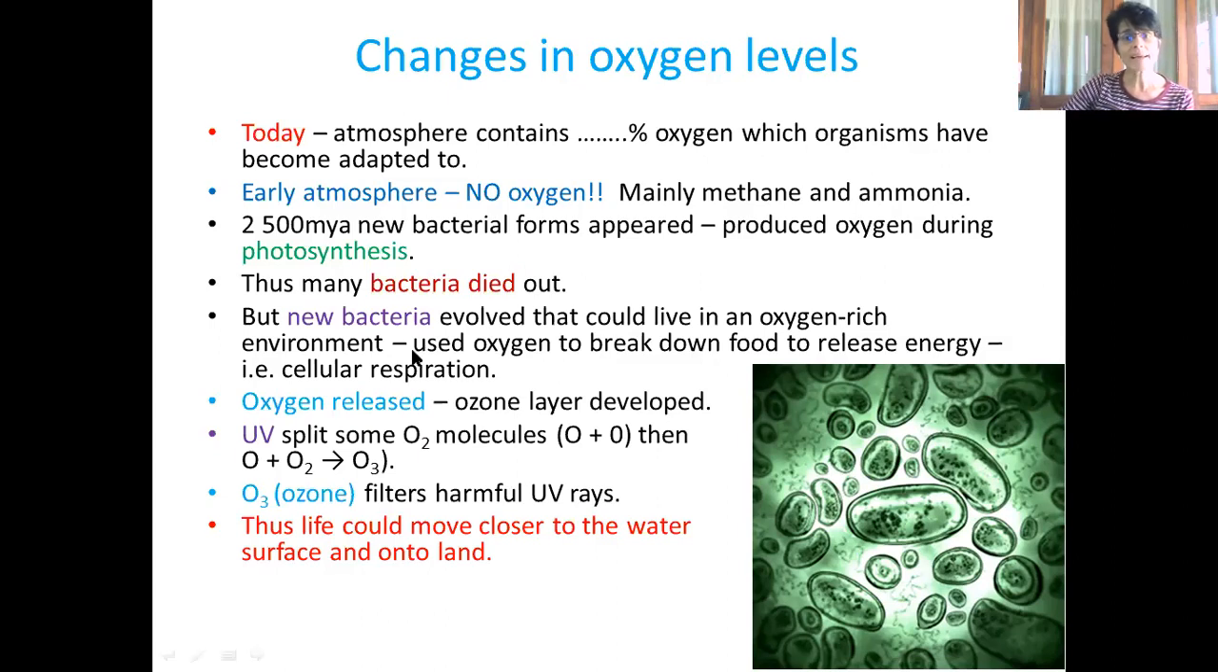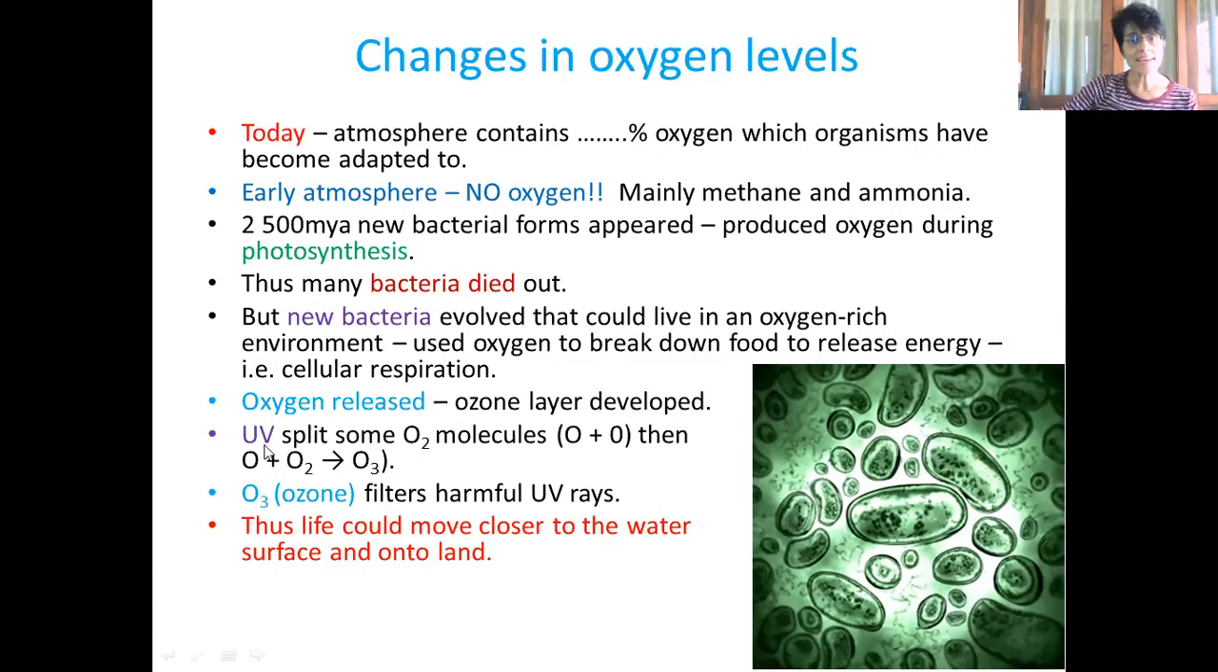But these new bacteria could live in an oxygen-rich environment, and cellular respiration arose. We had photosynthetic ones that could also break down their own food, and other bacteria which could feed on these photosynthetic bacteria and break down the food using cellular respiration. So, simple life forms. And with the release of oxygen, the ozone layer, that protective layer around the Earth that prevents too much UV radiation from coming in, would have formed as well.